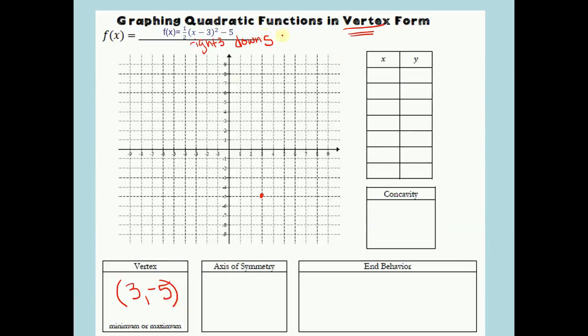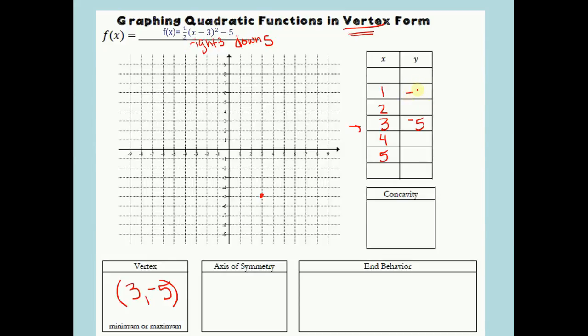Right? Now let's fill in our table. Now since it's our vertex, we are going to need to put it in the middle. And then let's put a couple of numbers around that 3. So 2, 1, 4, and 5. So if I plug in a 1, I'm going to get 1 minus 3, which is negative 2. And then I'm going to square that. That's 4 times 1/2. That's 2 minus 5.